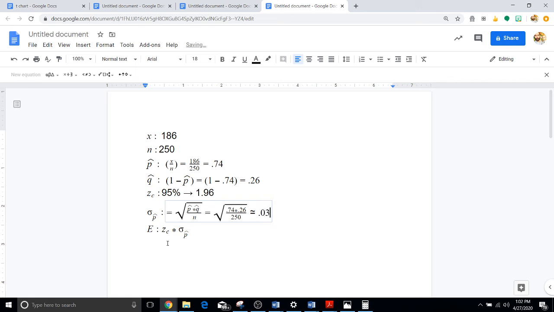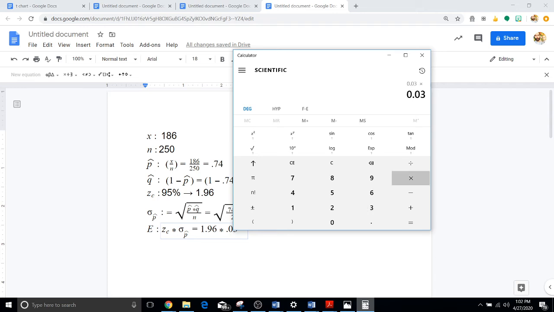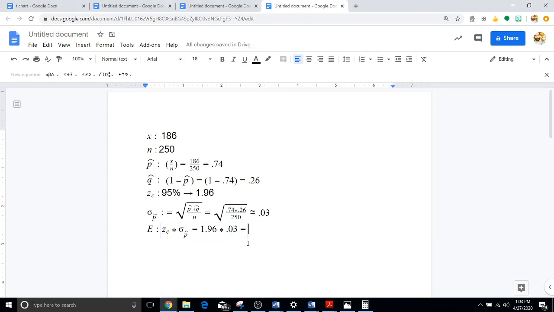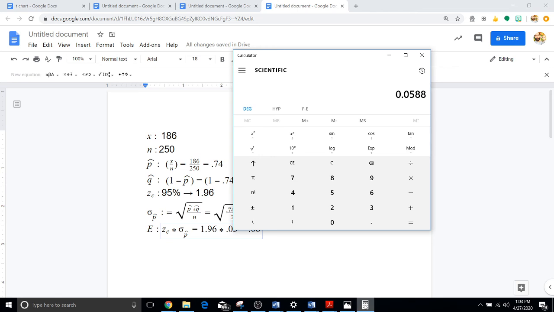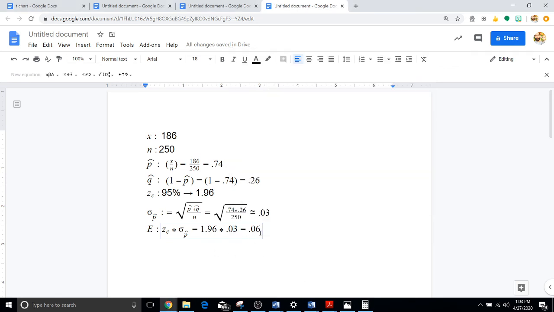All right, let's take our standard error and multiply it with our critical value. That's 1.96 times 0.03 equals 0.0588. Let's call it approximately 0.06. All right, we now have our 0.06.